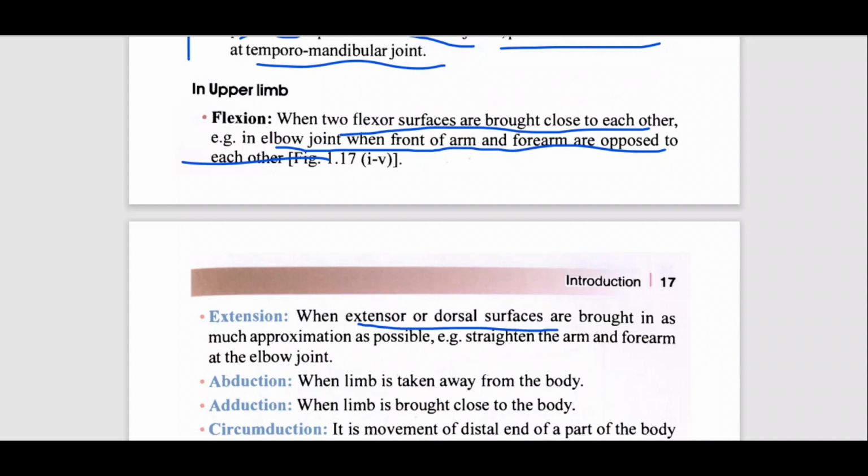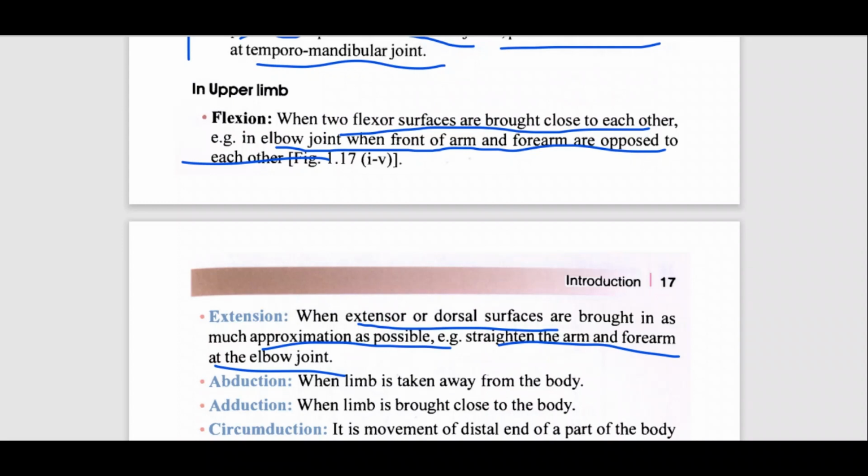Now, coming towards extension, what is extension? In extension, when extensor or dorsal surfaces... remember फ्लेक्शन में अपर लिम्ब में हमेशा एंटीरियर सर्फेसेस इन्वॉल्व होगी. However, in extension, the dorsal or posterior surfaces will be involved. When extensor or dorsal surfaces are brought in as much approximation as possible, that is, straightening the arm and forearm at elbow joint. Remember one thing regarding the upper limb कि जो इसका anterior aspect है, ventral aspect है या जो frontal aspect है, that will always cause flexion.